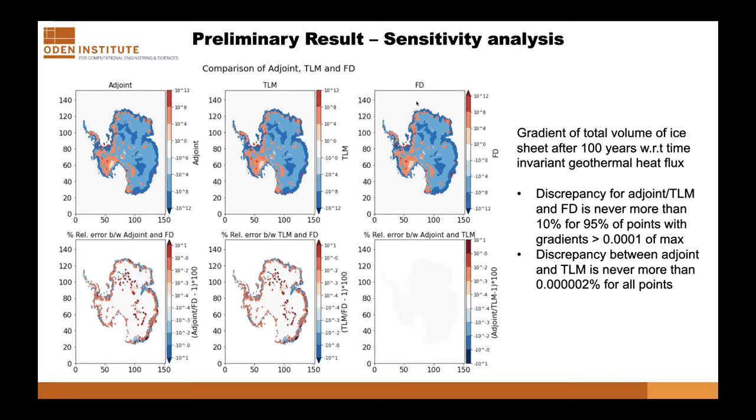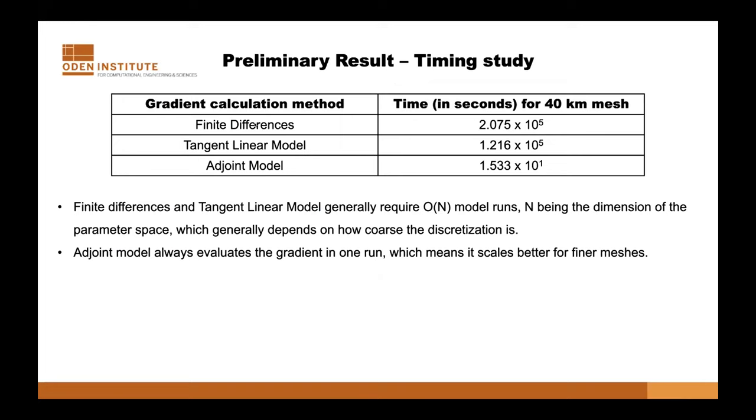Although with the finite differences there is some discrepancy, we assume that the finite differences is like the true result. But where the adjoint really shines is in the time taken to calculate the gradient. For example, the finite differences took more than 2.5 days. The tangent linear model takes roughly 1.5 days, and the adjoint model only takes 15 seconds to calculate the gradient in the same setting.